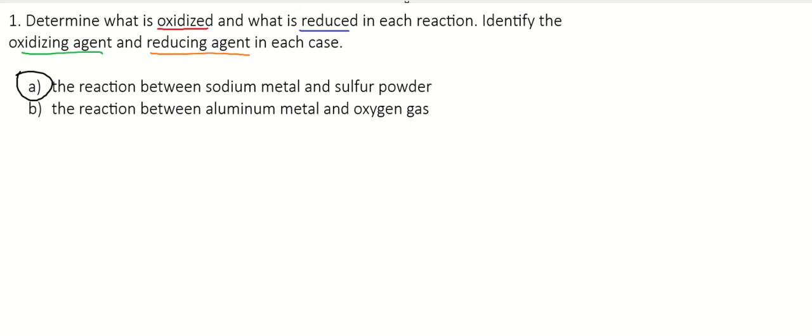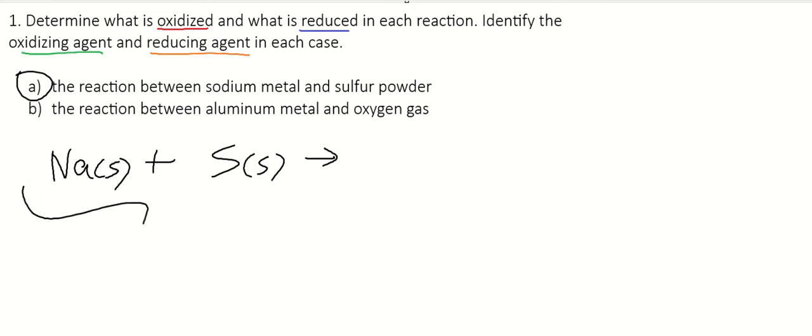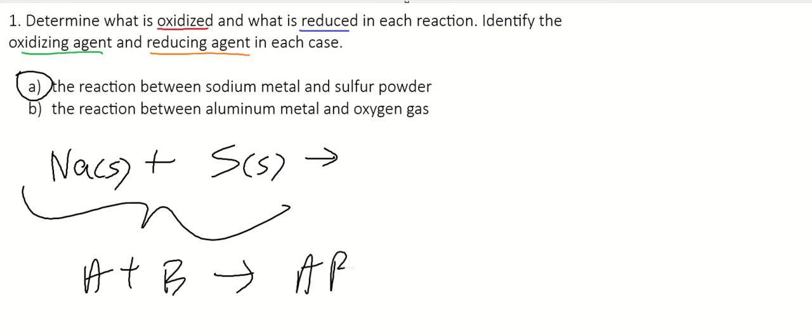All right, let's do A. Reaction between sodium metal. Sodium is Na. Metal means it's a solid, and that's going to react with sulfur, which is S. Powder is also solid. This is in the format of A plus B. So when you have 2 elements in the reactants, the only thing that can happen is for them to combine. So this is a combination or synthesis reaction.